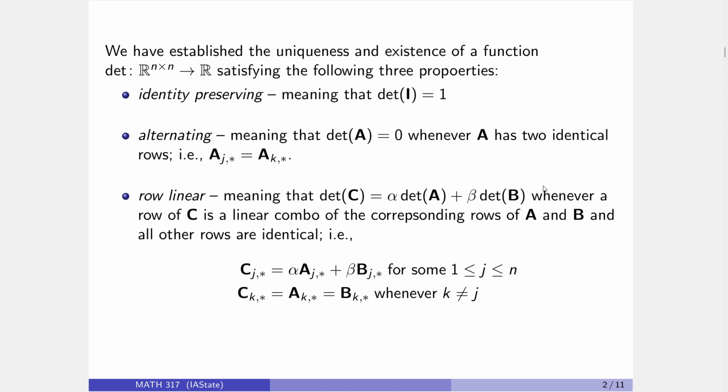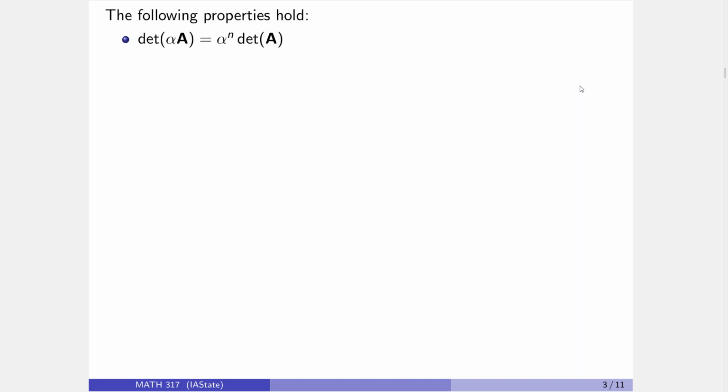Great. Anyway, it's row linear, meaning that it acts linearly with respect to the rows. Again, there's a bunch of different names for this out in the literature, multilinear form, or an n-linear mapping. I've always liked calling it row linear, because it's linear with respect to the rows. Hence the name. Alright. Okay, so we've already established now that there's a unique function with these three properties, and it has a bunch of other neat properties.